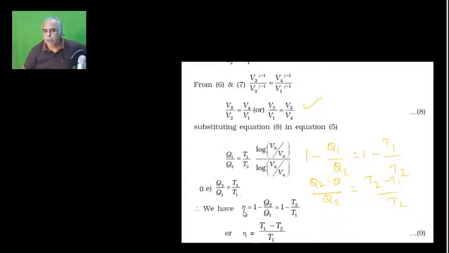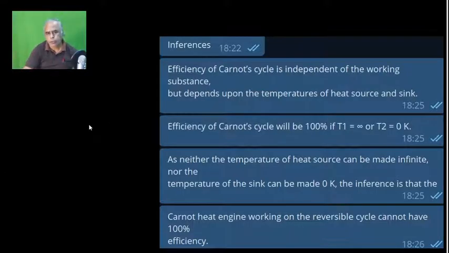Now we already know that eta is equal to 1 minus Q1 by Q2. So that eta can also be represented as 1 minus T2 minus T1 according to this equation. And once again you can take LCM and convert this into a temperature term. So efficiency can be represented in two ways. One is in terms of temperature T1, T2, otherwise quantity of heat transferred. So from Carnot cycle, we have some inferences. Let me explain one by one.